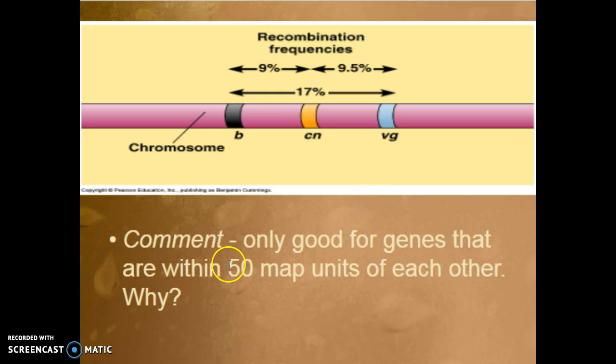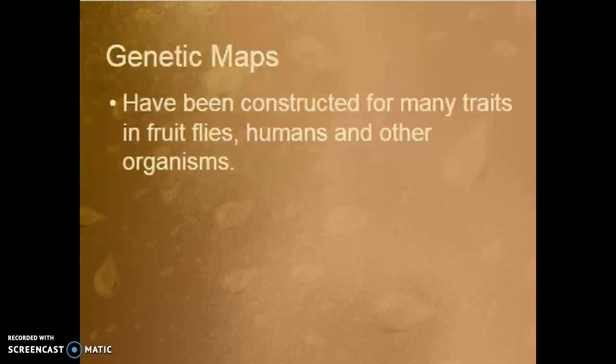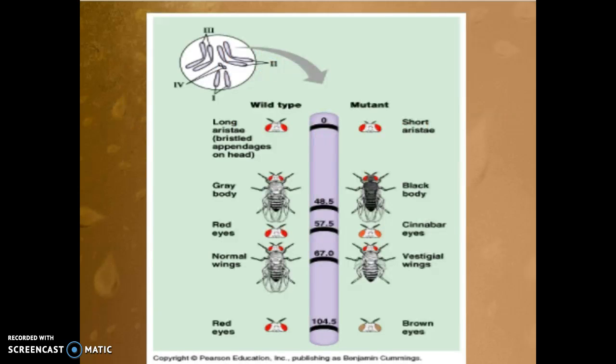Notice this right here. It only works for genes that are within 50 map units of each other, because if you get greater than 50%, it's really difficult to identify: are these two linked, or are they on different chromosomes? The math just becomes difficult. Many of these maps have been constructed for fruit flies. We have a few in humans, and certainly other organisms as well.